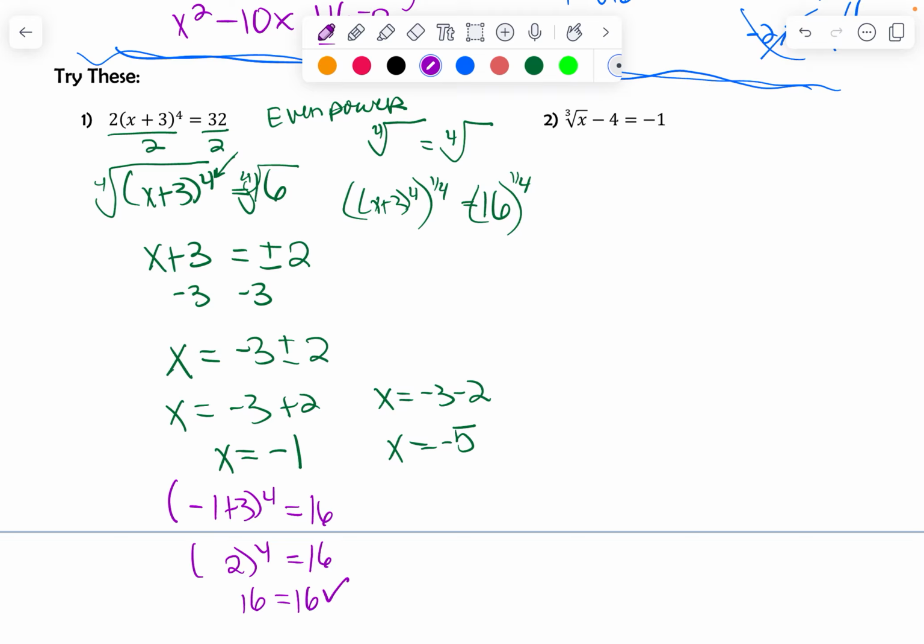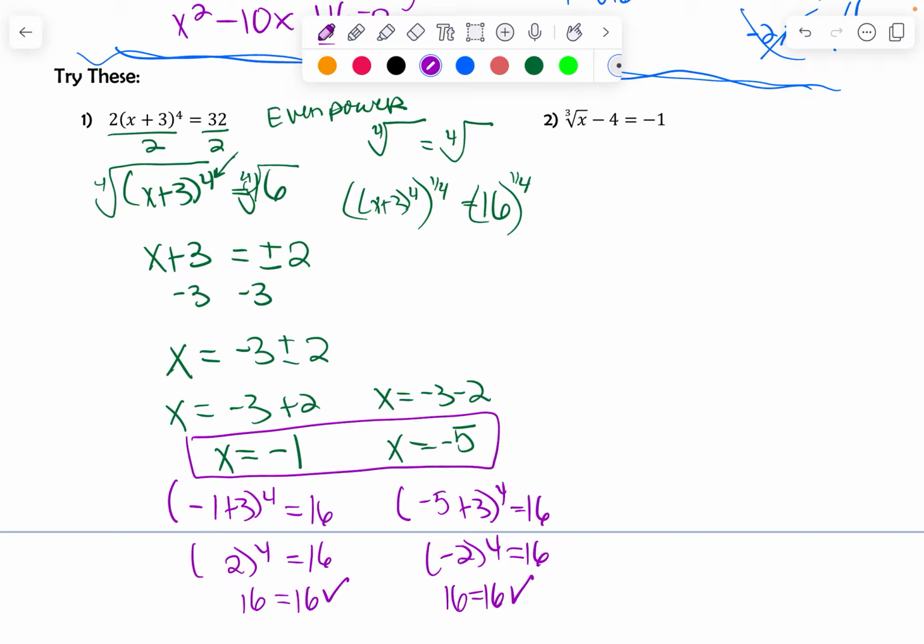So that one worked. And then over here, I get negative 5 plus 3 to the 4th power equals 16. So I get negative 2 to the 4th power. Negative 2 times negative 2 times negative 2 times negative 2 does give me, in fact, 16 equals 16. So that worked. Those both work. Sorry about my little flaw there.